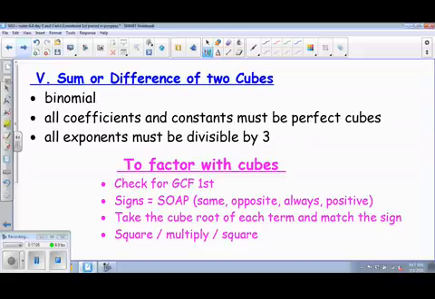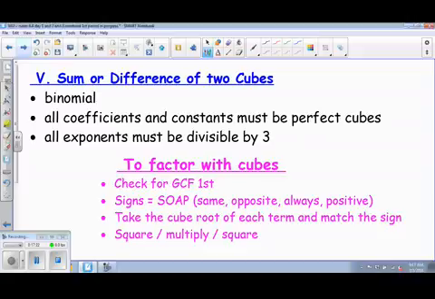Okay, so again, it's a special binomial. It could be addition or subtraction, and they both have to be perfect cubes. Which means, when you look at the exponents, we're not checking to see if they're divisible by 2, we're checking to see if they can be divided by 3.